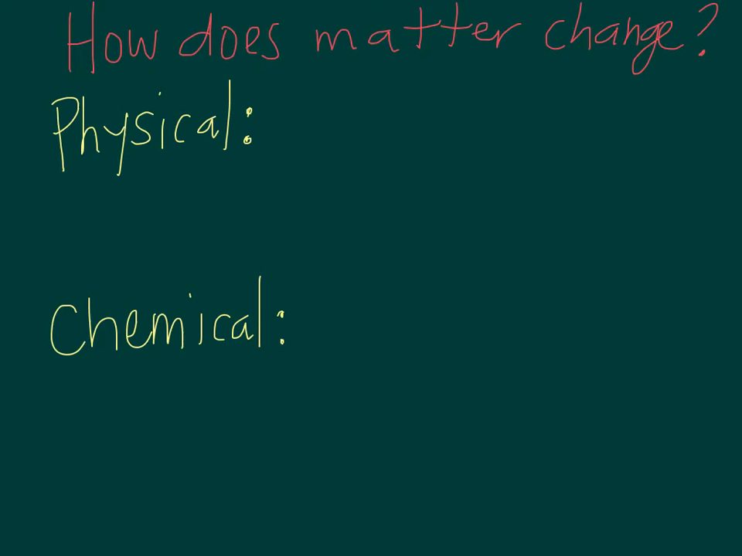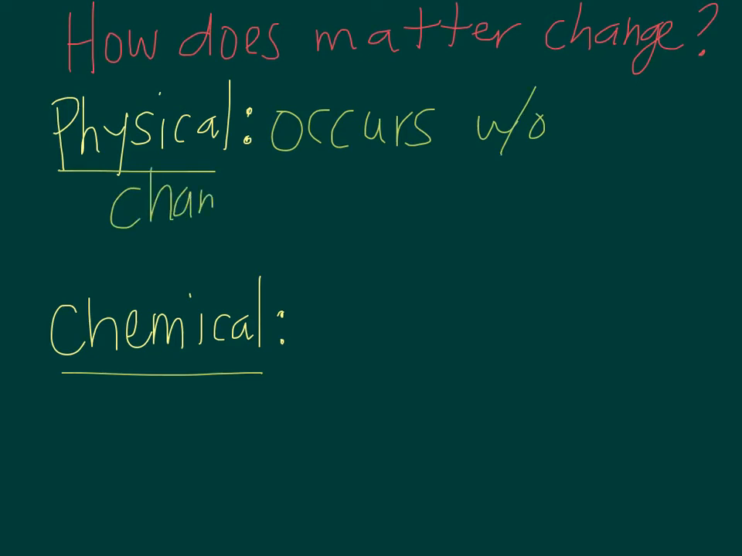So the next thing I want to go over is how does matter change? There are two types. There's physical change and chemical change. Physical change actually occurs without changing the identity of the substance. So good examples of this are tearing, ripping, grinding, a change in the state of matter. These are all types of physical change that we will discuss in class tomorrow.